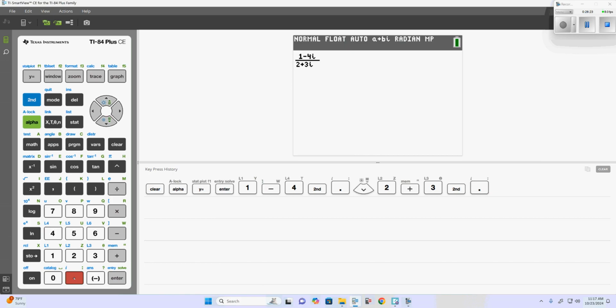No, like the fraction. Alpha, y equals, enter. Up at the top. Keep going up. So if you find alpha, go up. Oh yeah. Enter.